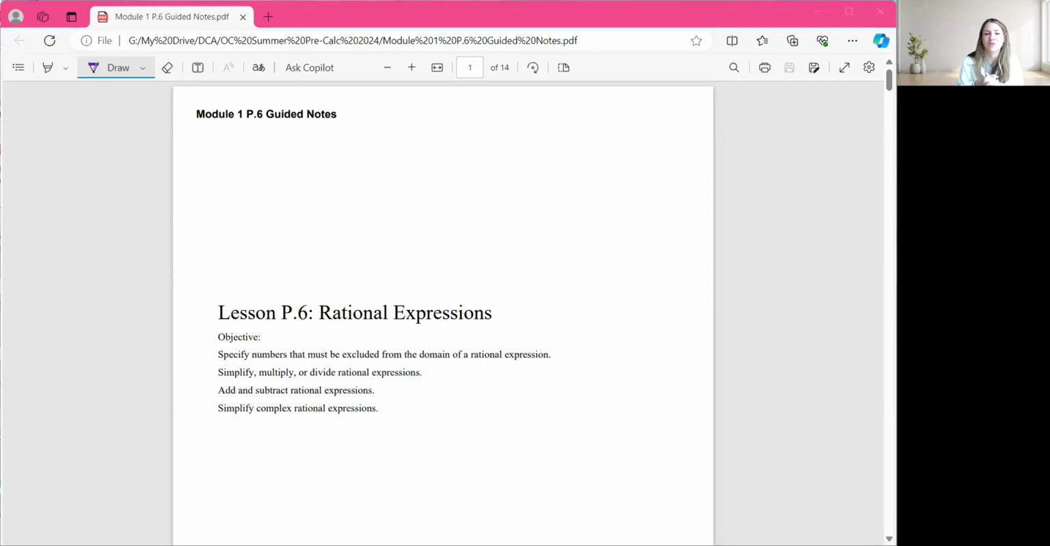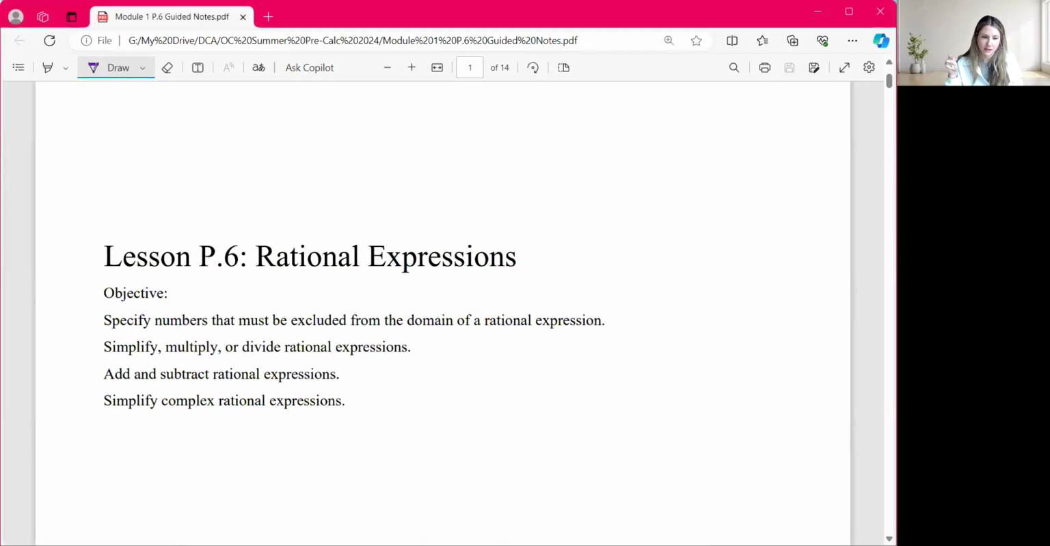Hey everyone, so we are now in section P6. Section P6 is all about rational expressions. So rational expressions, we're talking about a fraction that is made up of a polynomial divided by a polynomial. And so in this video, we are going to be talking about these main objectives.